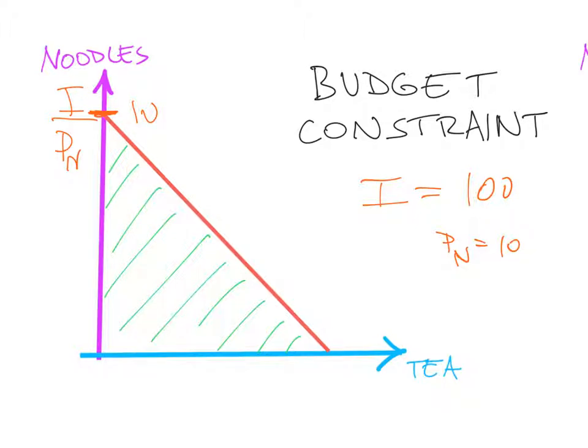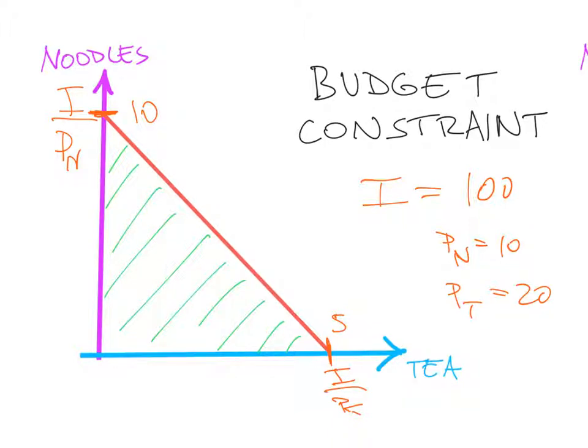Okay. How would I find this point? Same way, right? I could take my income and divide it by the price of tea. And if the price of tea is 20, then this would be 5. So the slope shows us the difference between the prices of the two goods.